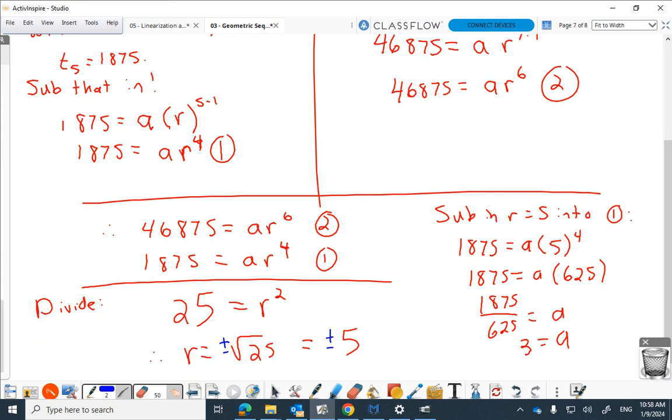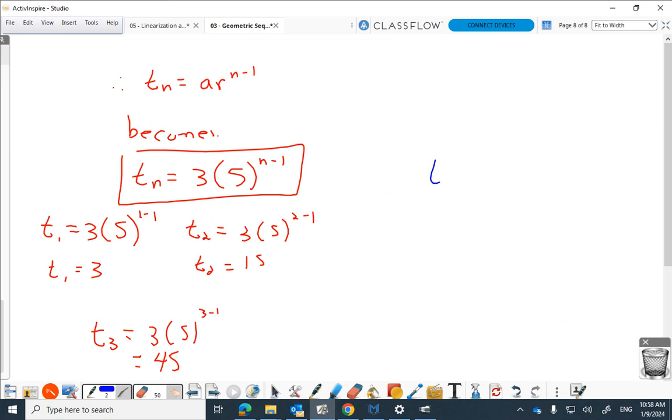As it turns out, you still get the same a value if you do plus or minus, because if you go negative 5 to the 4th, you still get the same a value. So the only thing that really changes is term 1 could be 3, term 2 could be negative 15, and term 3 would be back to positive 45. You could get a sequence that oscillates between positive and negative there. I warn you about that, just in case it's the homework.